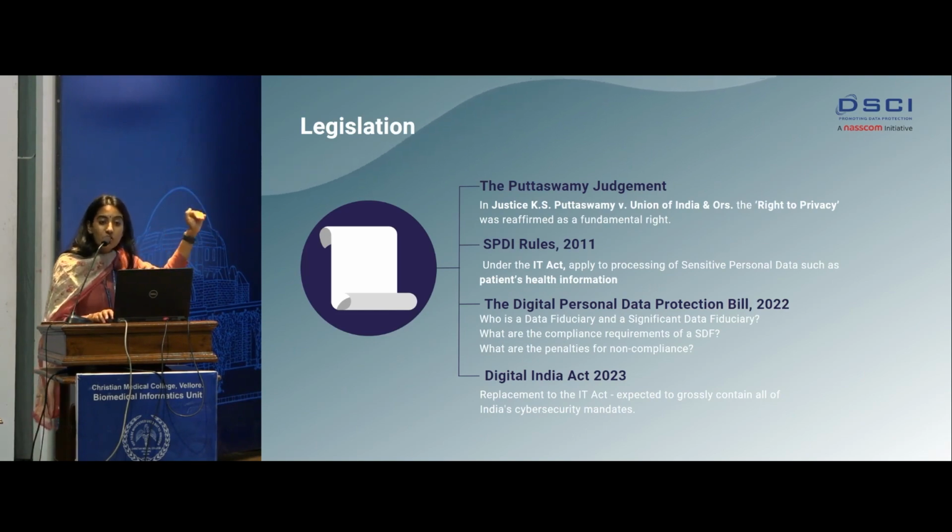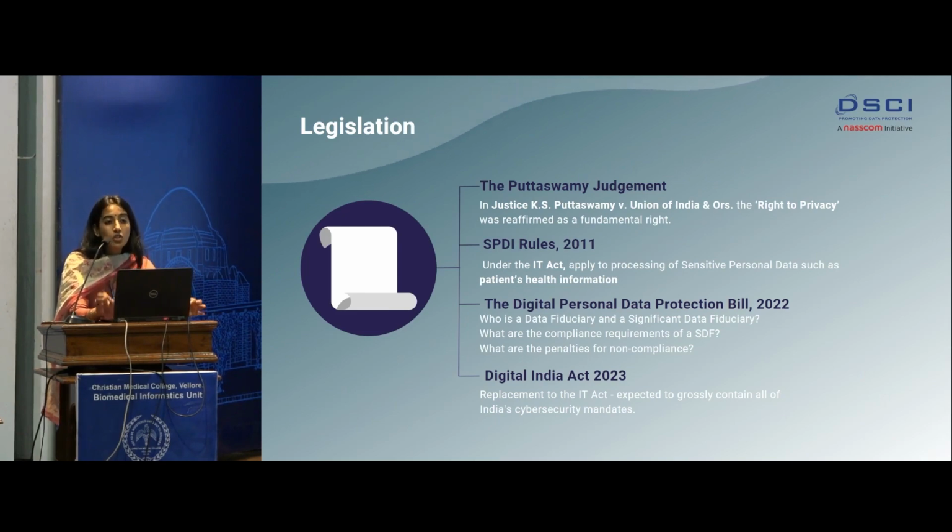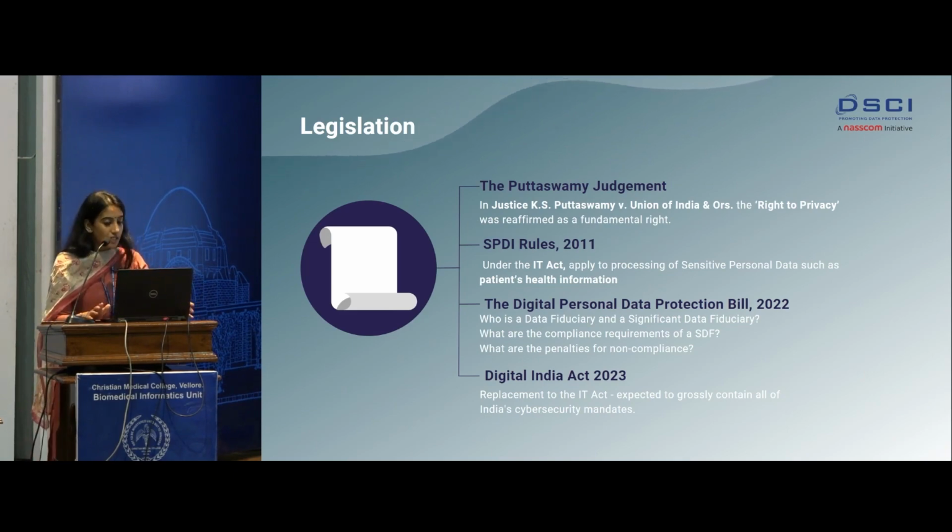So the Puttaswamy judgment essentially is where India's data protection regime comes from. In India, the Justice K.S. Puttaswamy versus the Union of India judgment ensured that the right to privacy is a fundamental right, which is inalienable, awarded to every single citizen of India at his or her birth. And that is kind of the pillar that holds data protection legislation in India.